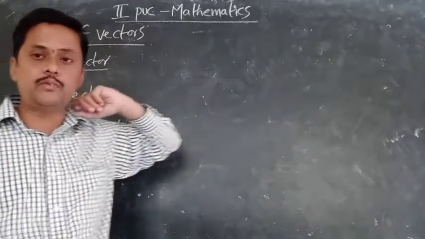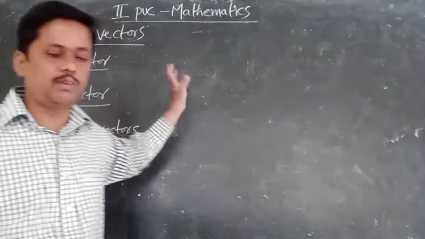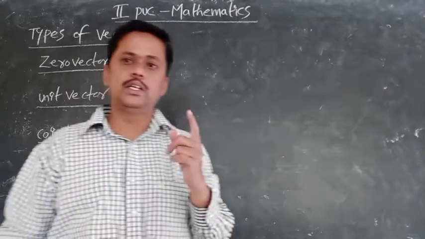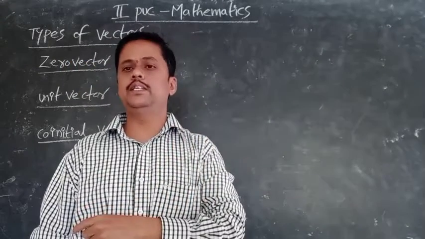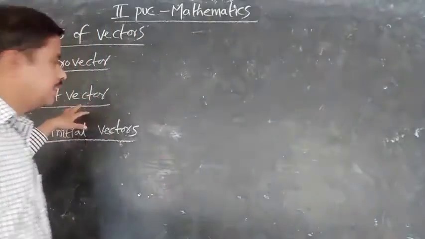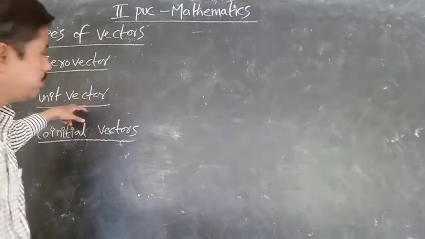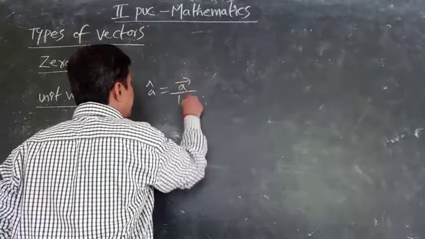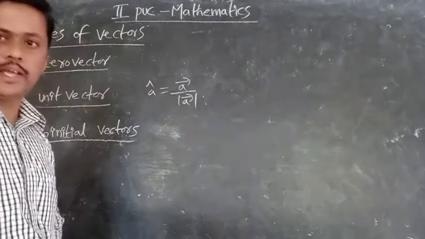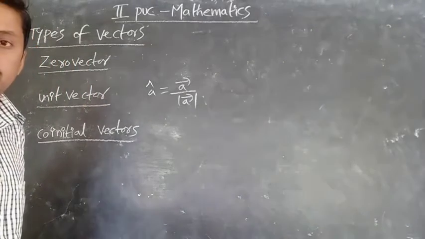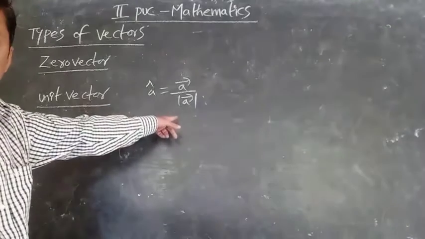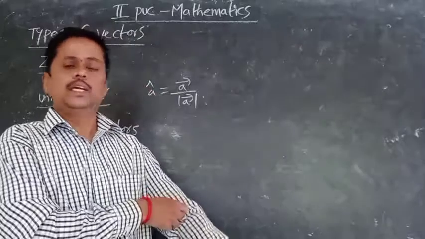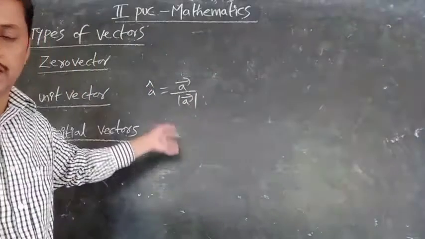Unit vector is very important for the 1 mark question. These definitions are very important for the 1 mark question. A unit vector is a vector whose magnitude is 1. A unit vector can be represented as a cap, where a cap is equal to a vector divided by the magnitude of a vector. Further problems related to this will come later, so let us complete the definitions.